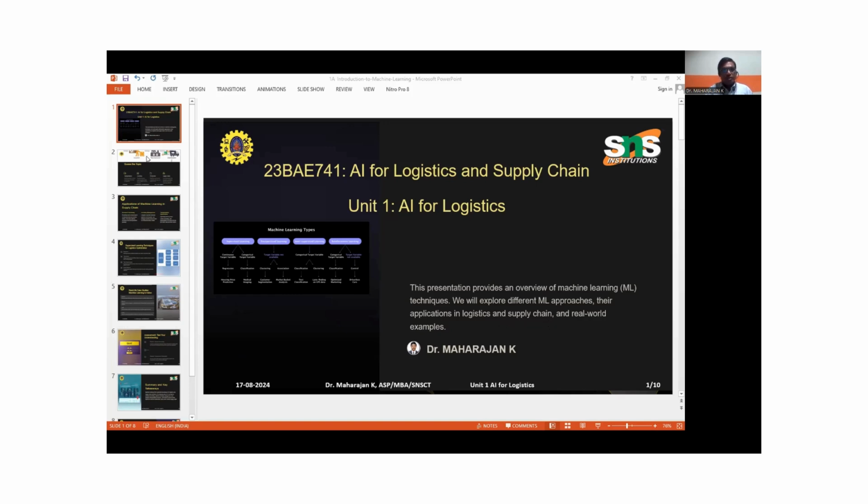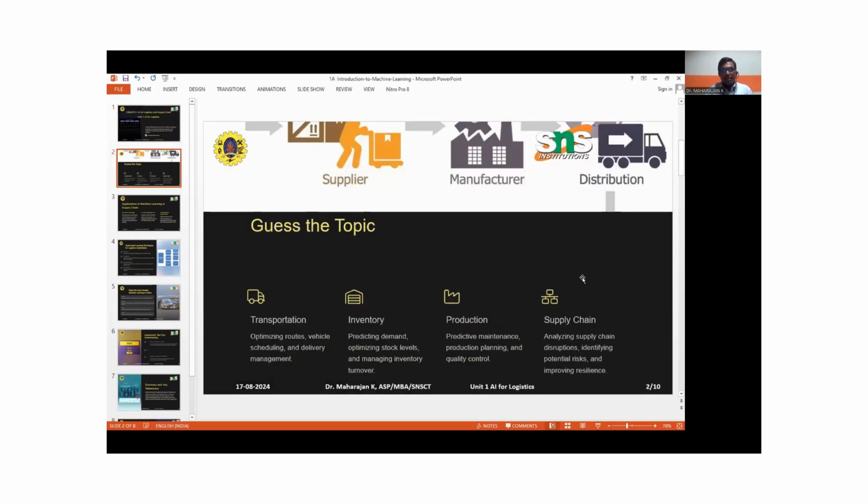Before we go into this, let us see whether you can guess what we are exactly going to discuss. Guess the topic. What is sparkling in your mind? So we have suppliers, manufacturers, and distributors. If you carefully look, can you link all these three pictures on the top? Is there any connection among them?